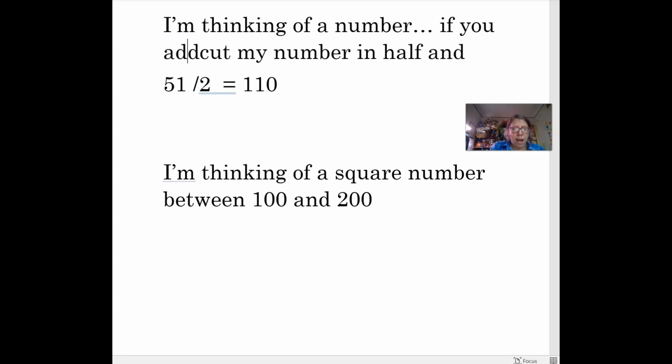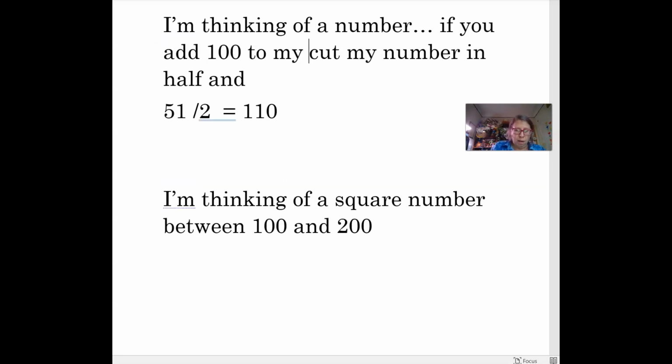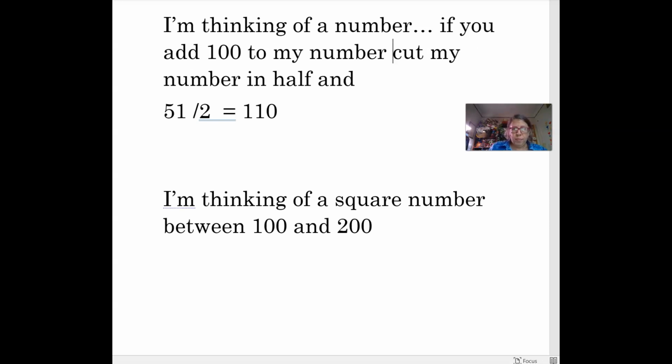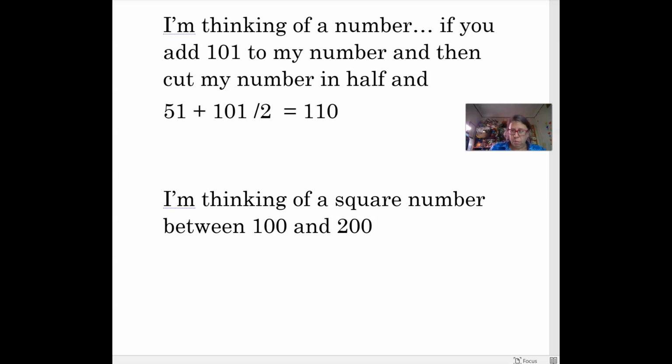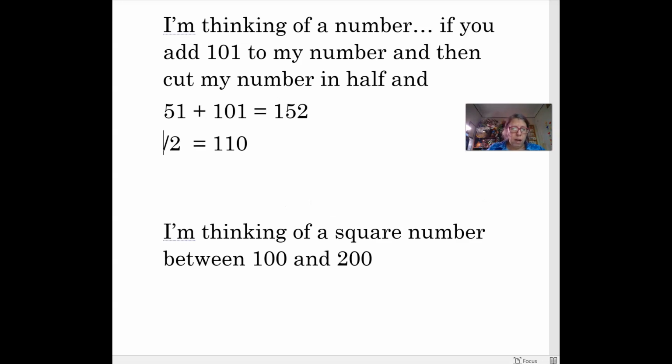Or if you add 100 to my number, and then cut my number in half. Let's add 101 to the number and then cut it in half. So that would be plus 101, which is 152. Whoops. And then after you get 152, you're going to cut that in half. And 152 cut in half is, oh, I have no idea. But you should keep going after that, right? Get that answer, then do something else to it, and then one last step.